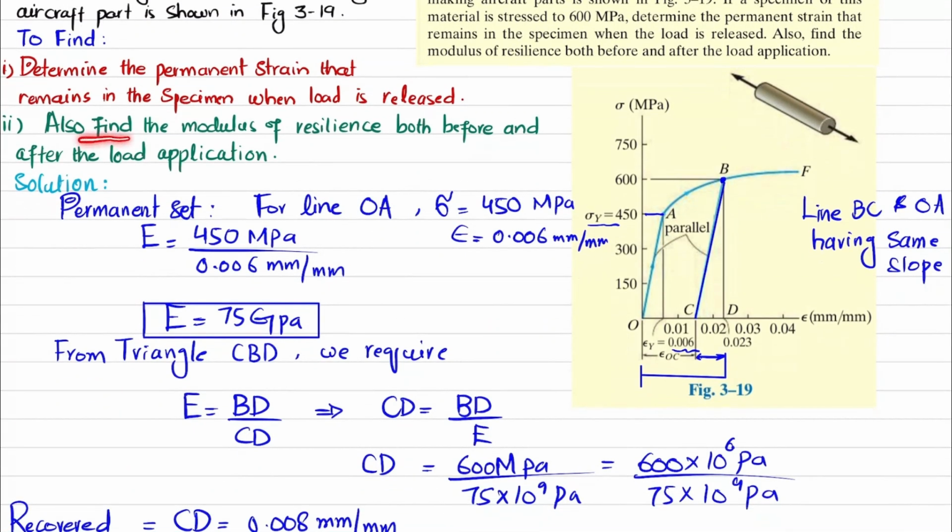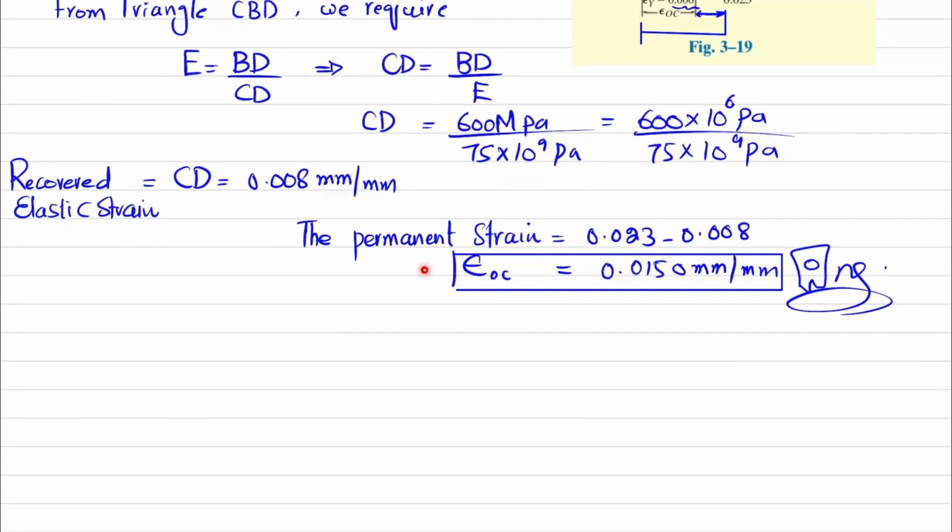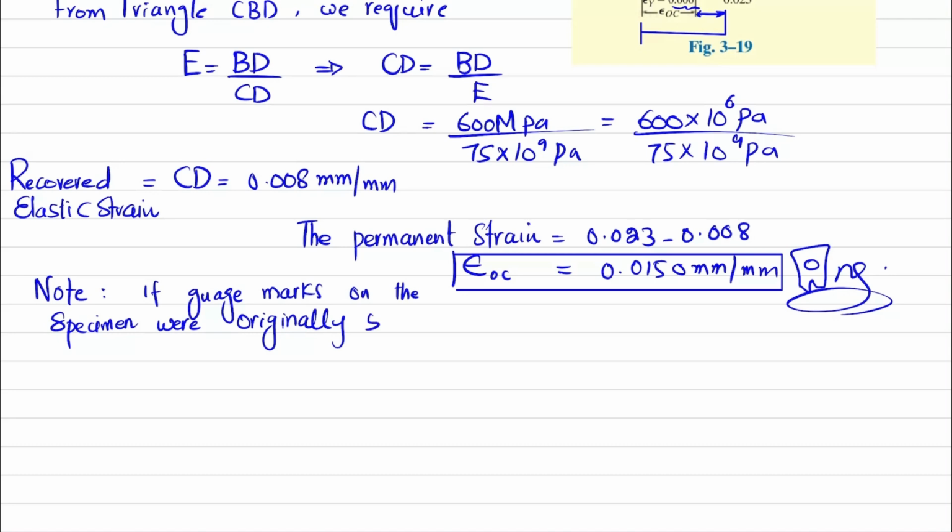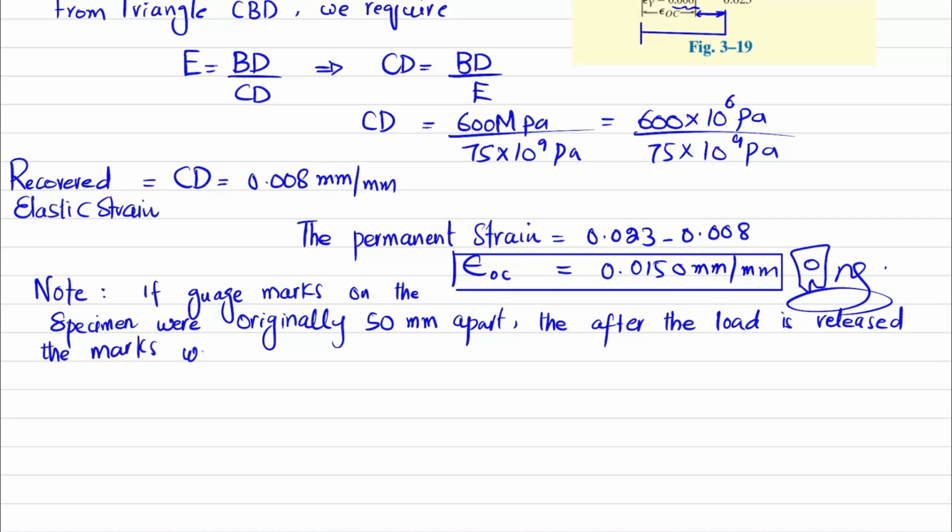Now in the second part, we have been asked to also find the modulus of resilience before and after the application of load. So what we will do is, I will write it over here, note: if gauge marks on the specimen were originally 50 millimeter apart, then after the load is released, the marks will be 50 millimeter plus 0.0150 times 50 millimeters, which means that the marks will be 50.75 millimeter apart.